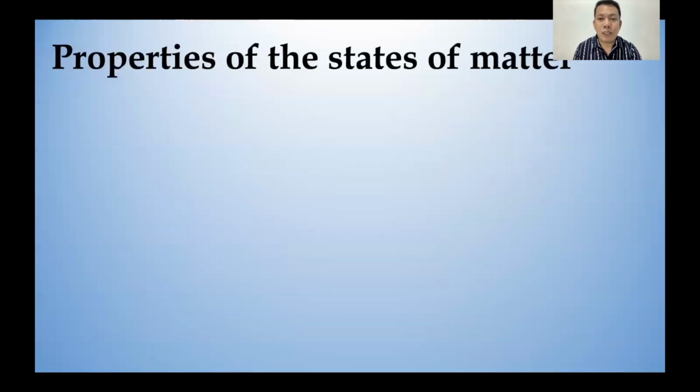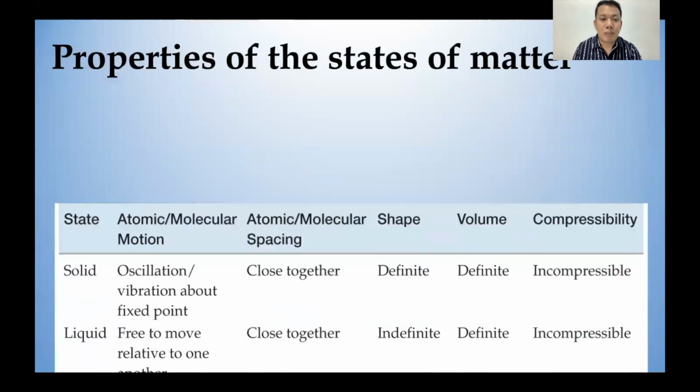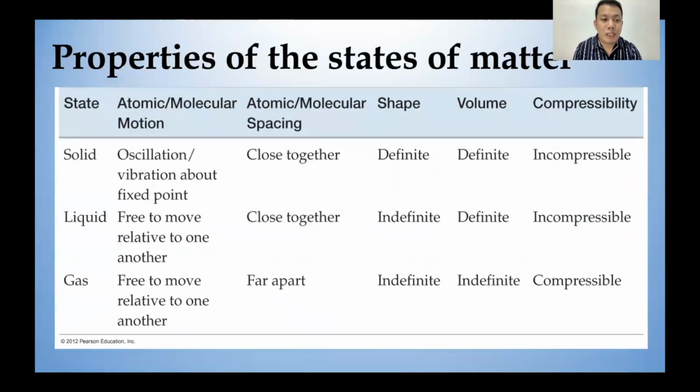Let us now proceed to the properties of the states of matter: solid, liquid, and gas. These are the things that I explained a while ago. Solid can only oscillate, meaning they can vibrate about a fixed point. They cannot move from one place to another, so they are very close together. The shape of a solid is definite, the volume is also definite, and they are incompressible. If a solid can be compressed, then that is not entirely solid.